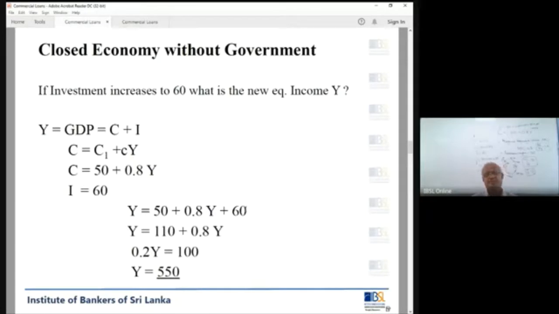Investment increases, same consumption function, investment 60. You simplify this: 10 plus 0.8 Y, so 0.2 Y equals 10, and Y equals 100... I mean Y equals 550. Now this is interesting. Investment increases from 50 to 60, by 10, let's say 10 million. Firms increase their investment expenditure by 10 million. National income increases by how much? From 500 to 550.